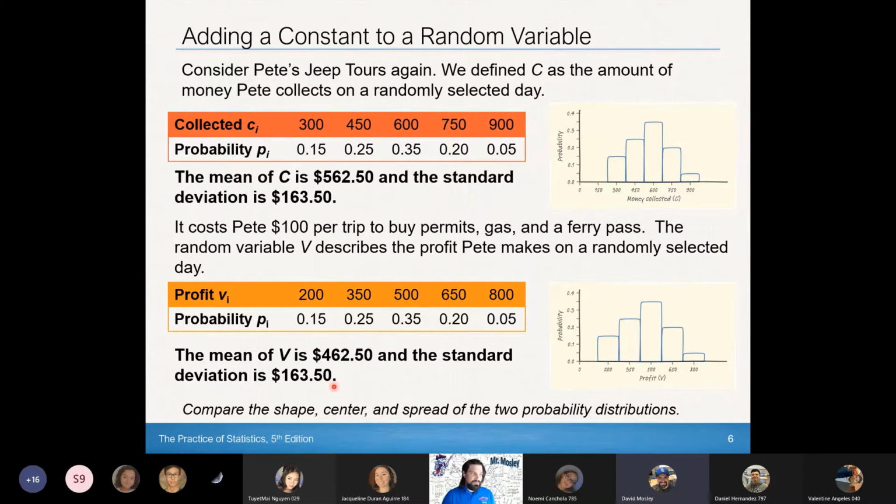And the standard deviation is 163.50. It's actually the same. Right? We get the same standard deviation. Now this makes sense because if we look at our distributions, the spread or variance within these two histograms or these two distributions here is the same. The difference from 300 to 900 is the same as the difference from 200 to 800 or 200 to 350, right? We're making the same incremental increases. So our measures of spread are going to stay the same.